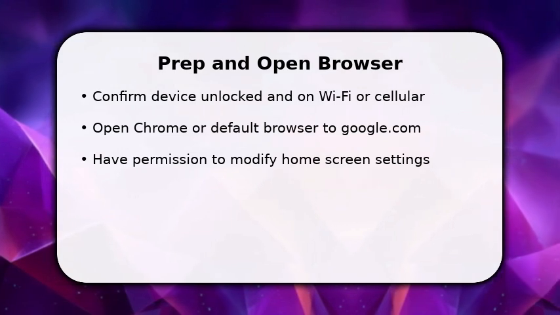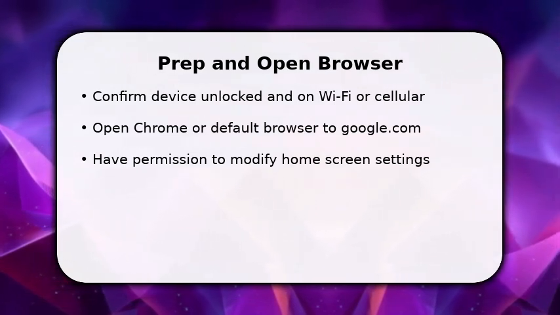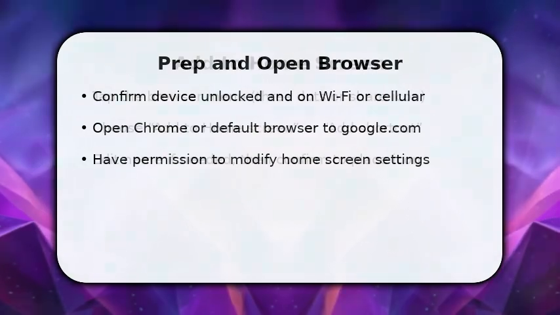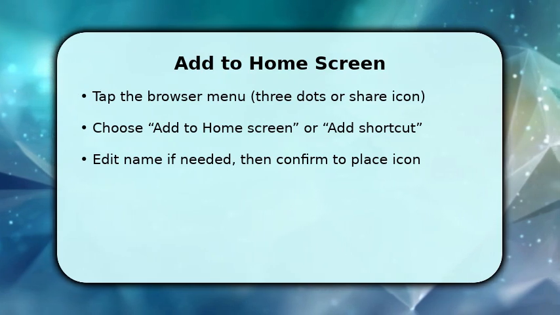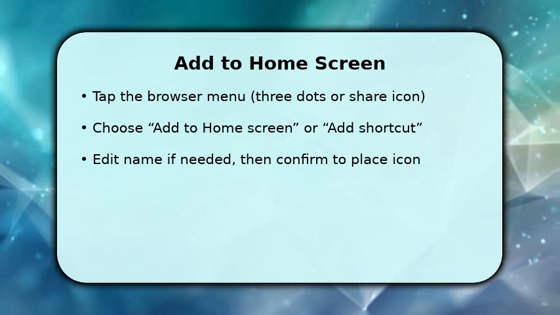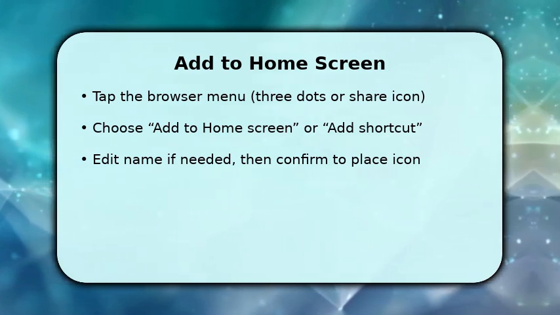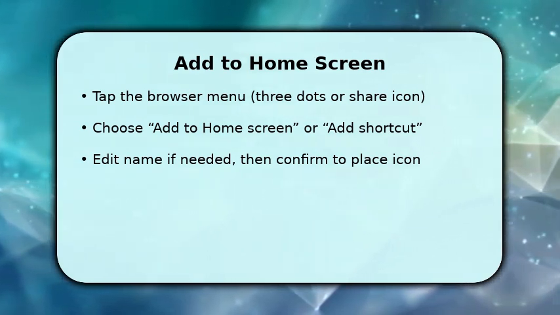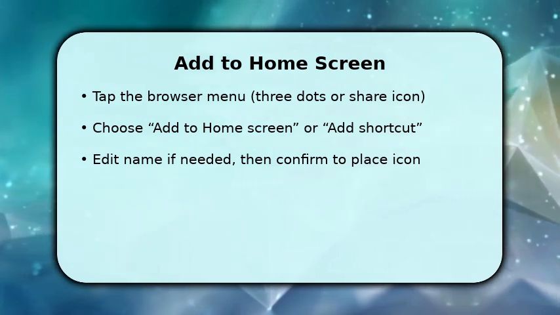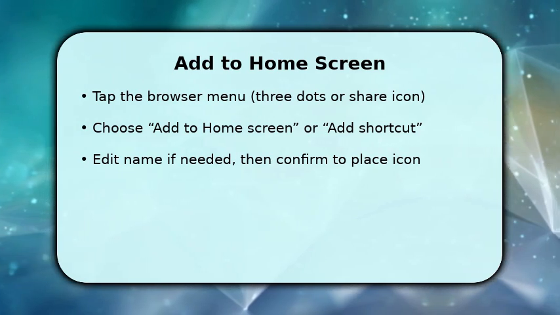Now locate the browser menu to reveal the Add to Home option. That's your next actionable step. With the Google page open, tap the browser menu button, usually 3 dots at the top right or a share icon at the bottom, and look for Add to Home Screen or Add Shortcut. Select it, then edit the shortcut name so it's concise and recognizable on your home screen. Once you confirm, the system will create an icon.